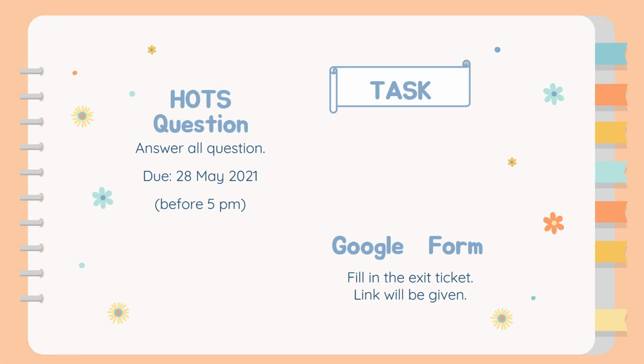Now for the task. Okay, we already finished chapter 5, network in graph theory. It took us only 2 weeks to rush and finish this chapter. So the task today is the hot questions. I will give you hot questions like usual. I share in Padlet, or I can send in Telegram first and then Padlet. Answer all questions. The due date to send the hot questions is 28 May 2021, this Friday, tomorrow, before 5 p.m.